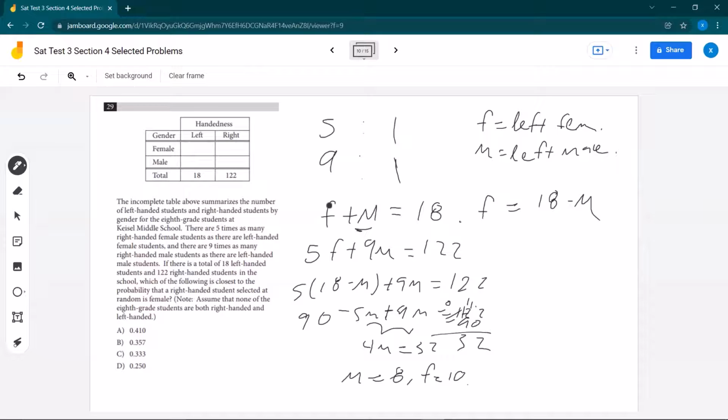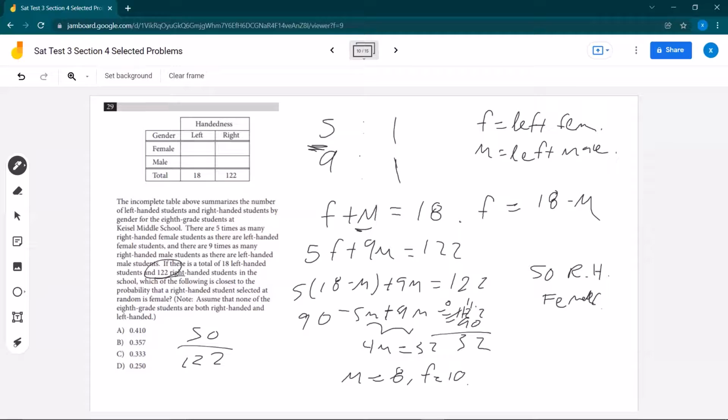Okay. So now we want to find the probability that a right-handed student selected at random is female. Well, if there's 10 left-handed females, then there have to be 50 right-handed females, because the left-handed females are 5 times as small as the right-handed. And we're drawing this out of a population of 122 right-handed students in total. So the probability is going to be 50 over 122, because there's 50 right-handed females over the total population of both right-handed males and females.